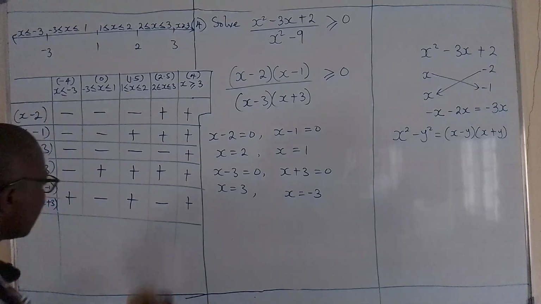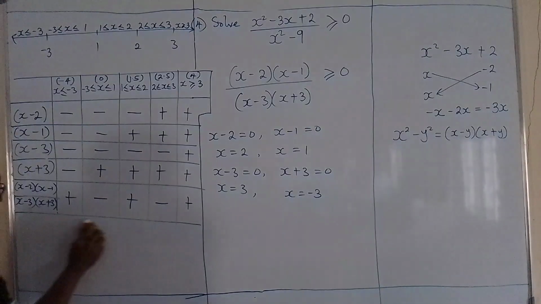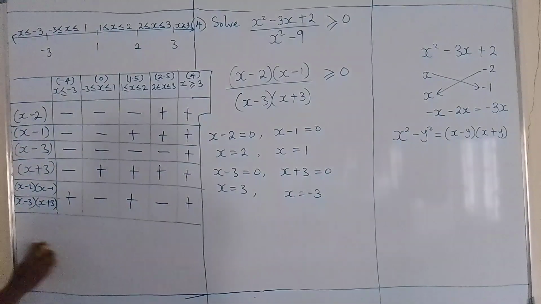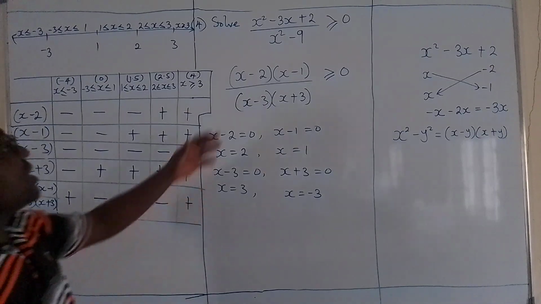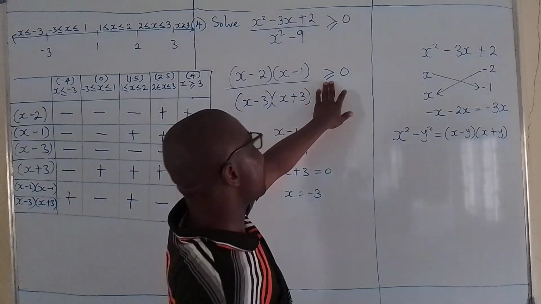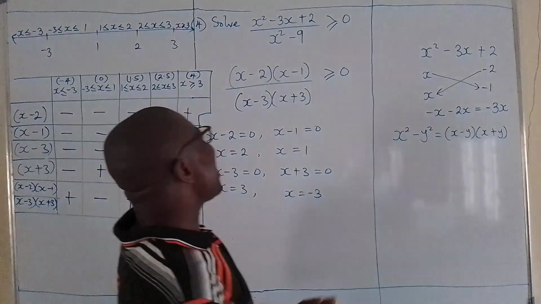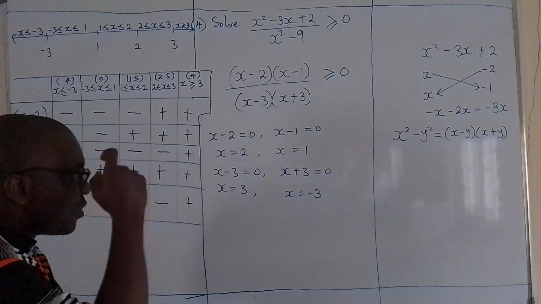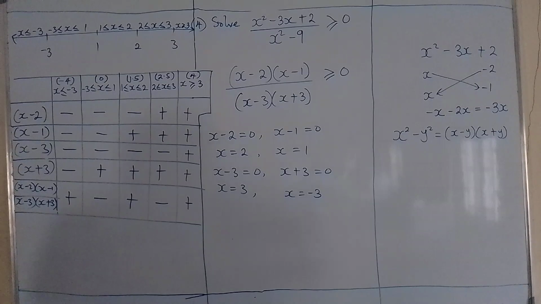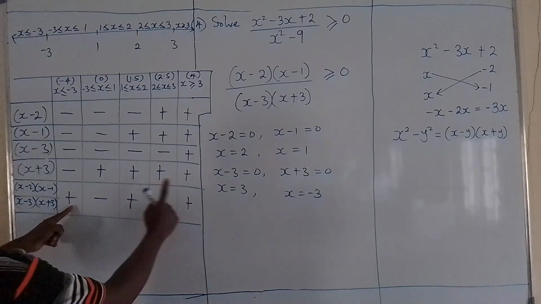So at this point, what we do is go to the equation and check the sign. The sign in the equation is greater than or equal to. So any number greater than or equal to 0 must be positive. So we check for the positive ones. We have it here, we have it here, we have it here.